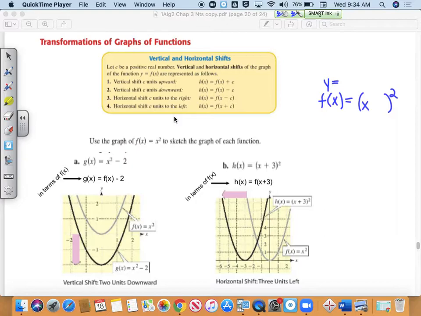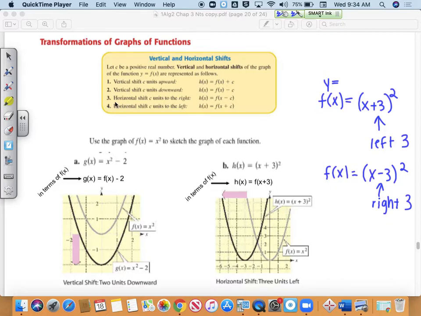Now what's interesting about moving it left or right is when you have (x plus 3) squared, it's going to actually move it to the left 3 units. And if you had something like f of x equals (x minus 3) squared, this actually moves it to the right 3 units. And it's opposite thinking than you would think, like the vertical ones are exactly what you think. So if you look at like number 3 and 4 here, it says a horizontal shift to the right, you actually subtract.